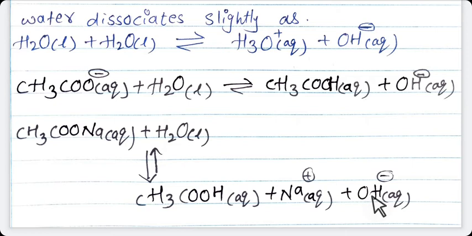Because of the excess OH minus ion produced in the solution, that's why the solution of sodium acetate is basic.